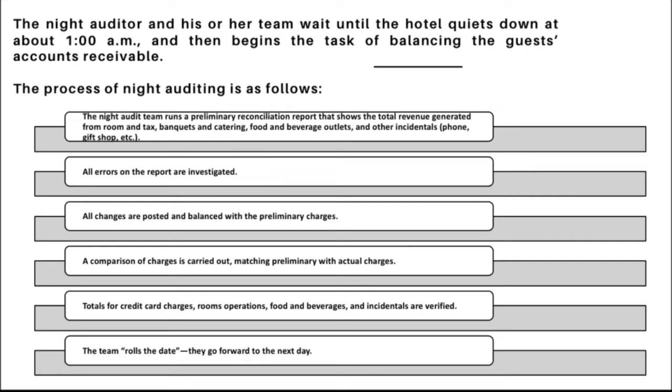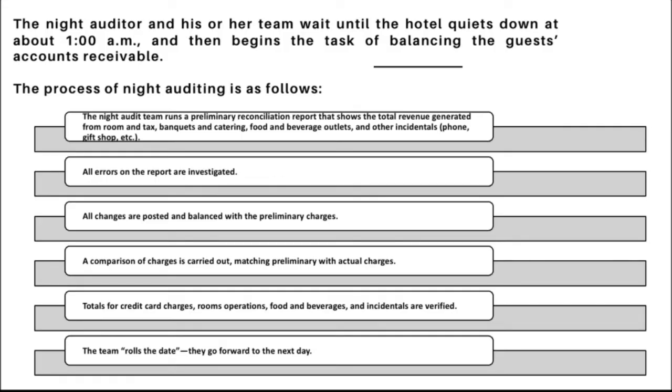Next one is, the night audit team runs a preliminary reconciliation report that shows the total revenue generated from room and tax, banquets and catering, food and beverage outlets, and other incidentals. So basically, si night audit, okay, ginagawan din niya ng report lahat ng mga aspects within the hotel na nag-generate ng revenue. Okay, so pwede for example, may nagpa-cater, merong event within the hotel, or for example, within the hotel, merong souvenir shop or gift shop. So, lahat dapat yun is nakalagay sa report ni night auditor.